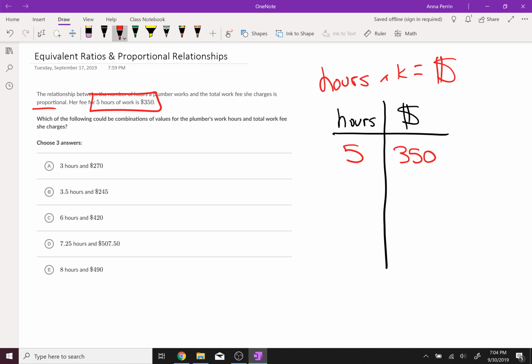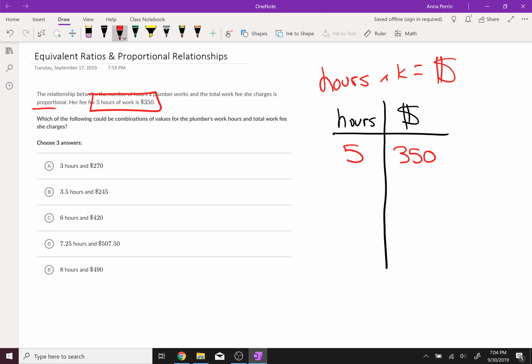Now, the reason why I put hours on the left and dollars on the right is that hours is our independent variable and the money is the dependent variable. In other words, the amount of money that she charges depends on how many hours she works. How many hours she works is the thing that she controls, which is what makes it the independent variable. So they're looking for other combinations of values for her work hours and the fee that she charges.